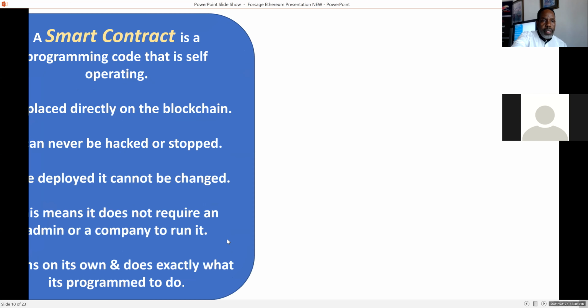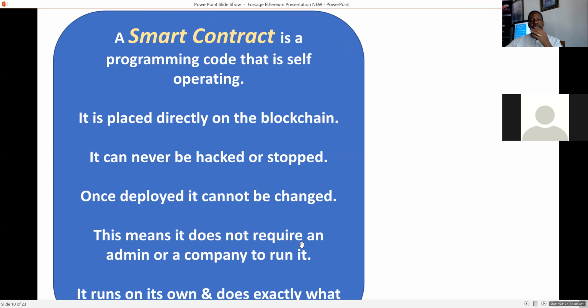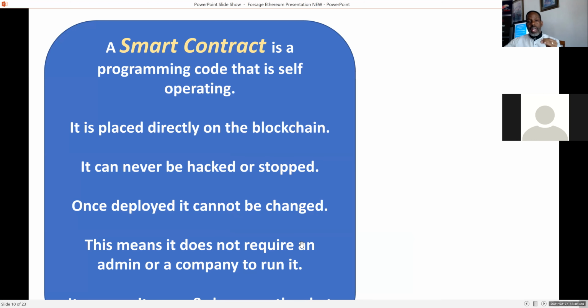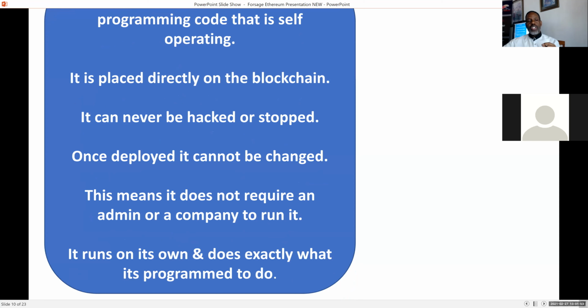A smart contract, all right, let me just make it bigger here. A smart contract is a programming code that is self-operating. It is placed directly on the blockchain. It can never be hacked or stopped. Once it is deployed, it cannot be changed. This means that it does not require an administrator or a company to run it. It runs on its own and does exactly what it's programmed to do.